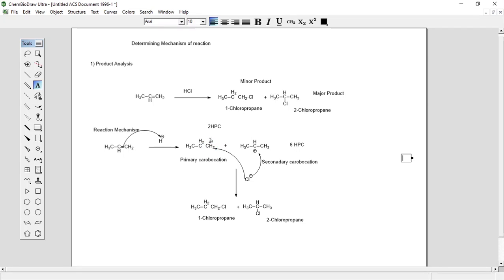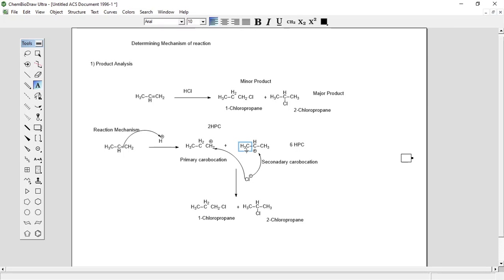This carbon is electron deficient. In its last shell, how many electrons does it have? Only 6 electrons. So this carbocation is less stable, and it is stabilized by electron donating groups. This alkyl group is an electron donating group, so it stabilizes the carbocation. The primary carbocation has only one, while the secondary carbocation has two electron donating groups, the two CH3 groups.